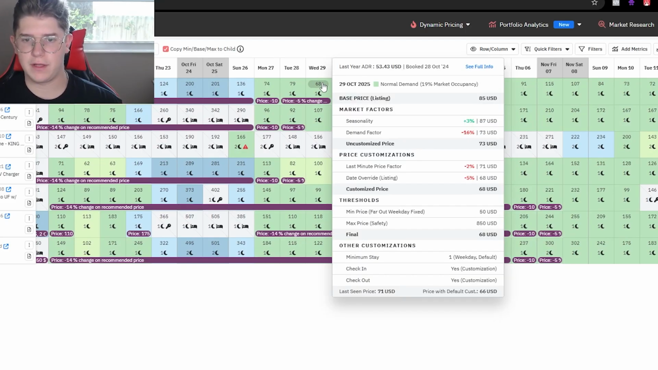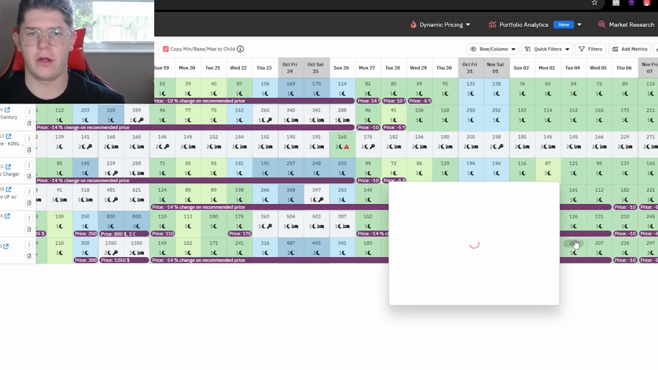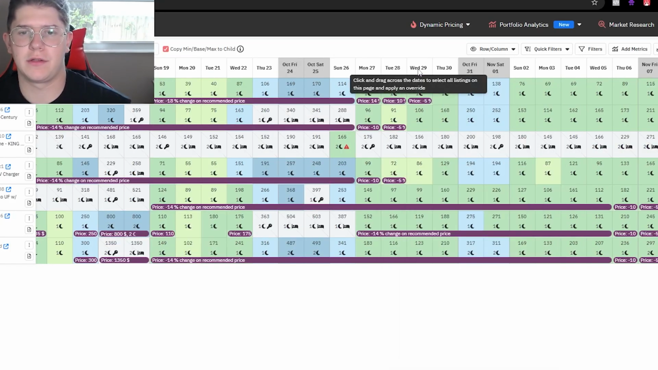So whatever the price was customized, the original price was $71. Then you see right underneath it says that date override listing -5%. So now we're down 5% to 68 to manually adjust for that. Okay, y'all, and I had to remind myself why the heck I actually did this because I was confusing myself.